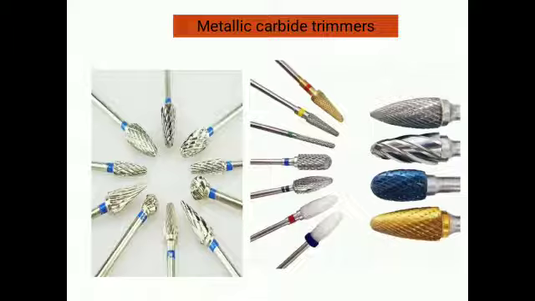Metallic carbide burs or trimmers. It is mainly used for the trimming and polishing purpose. Carbide cutters are highly efficient, popular around the world, applied mainly for the plaster and acrylic.